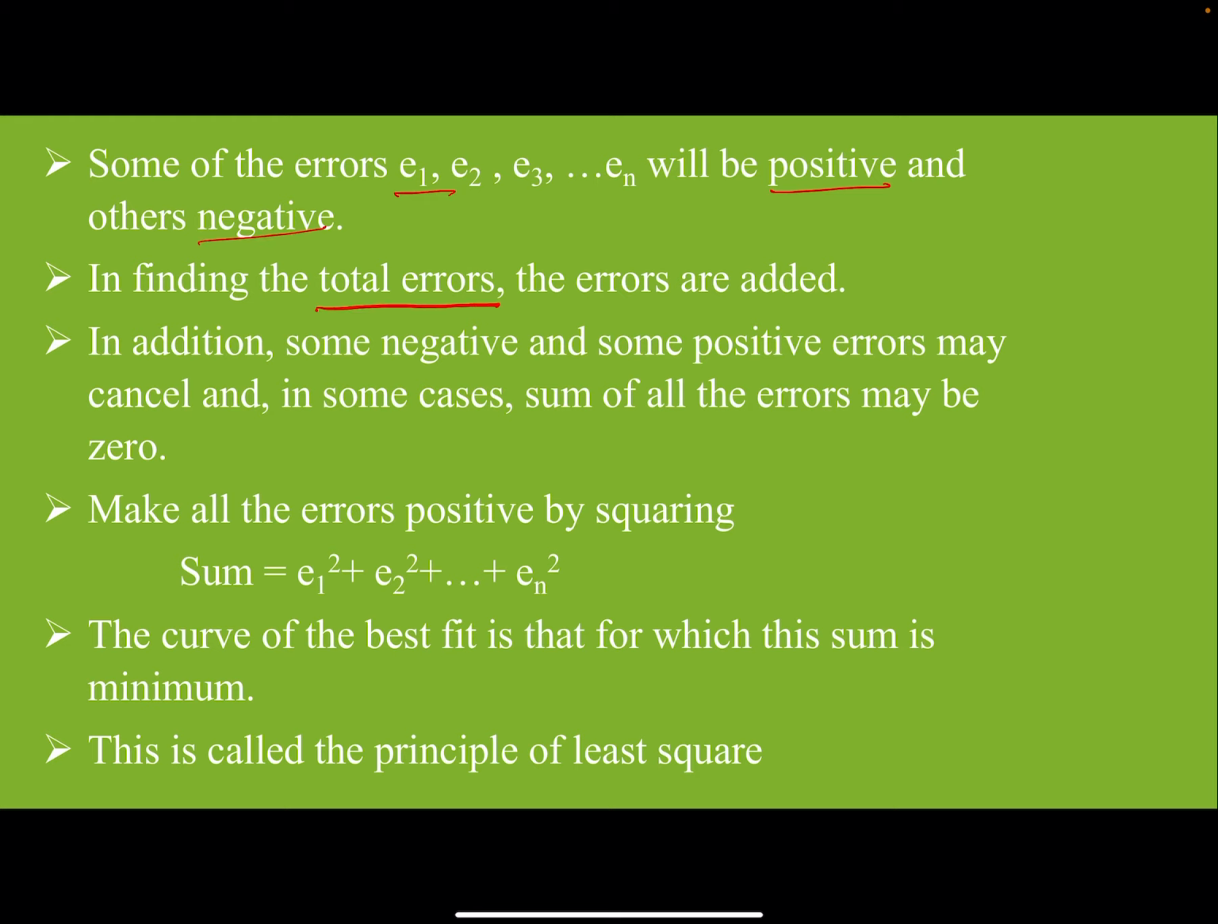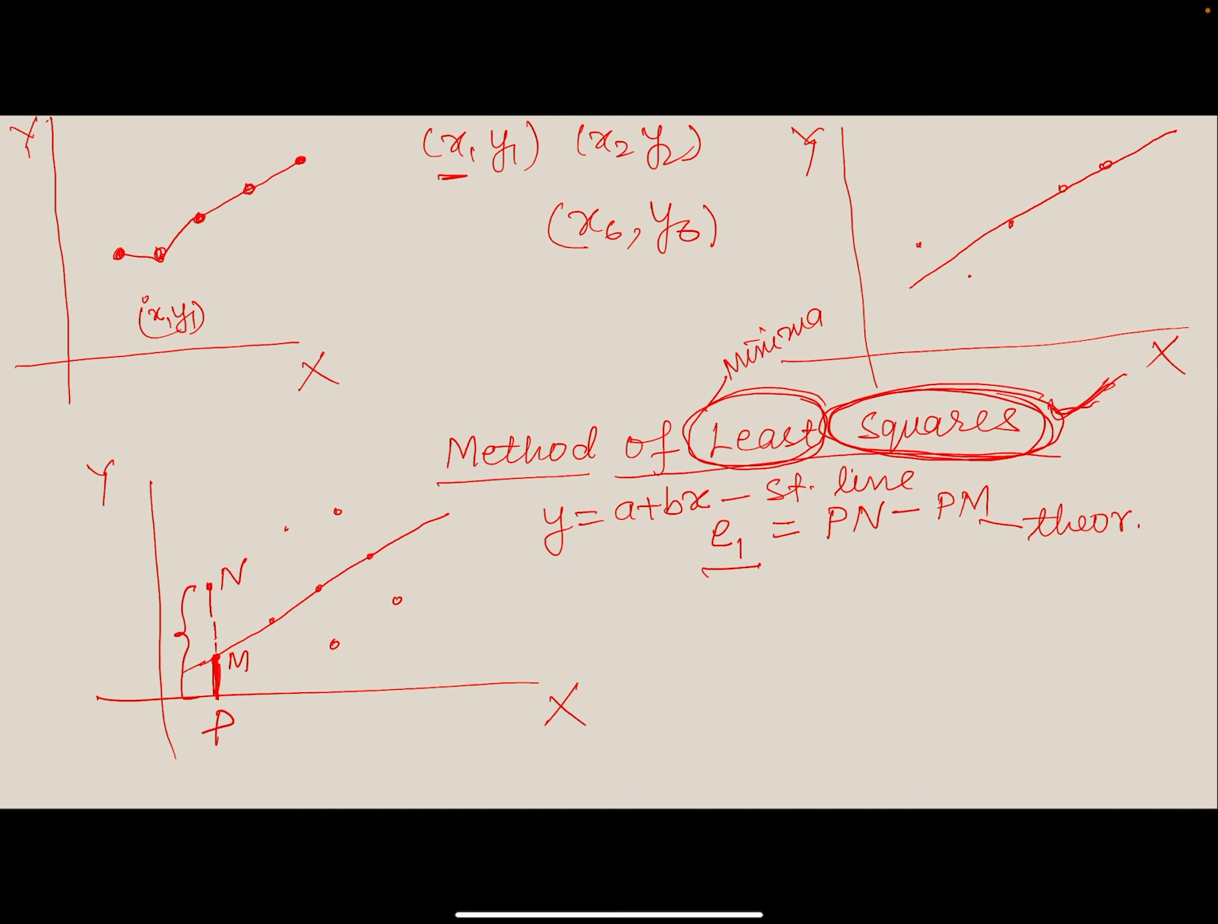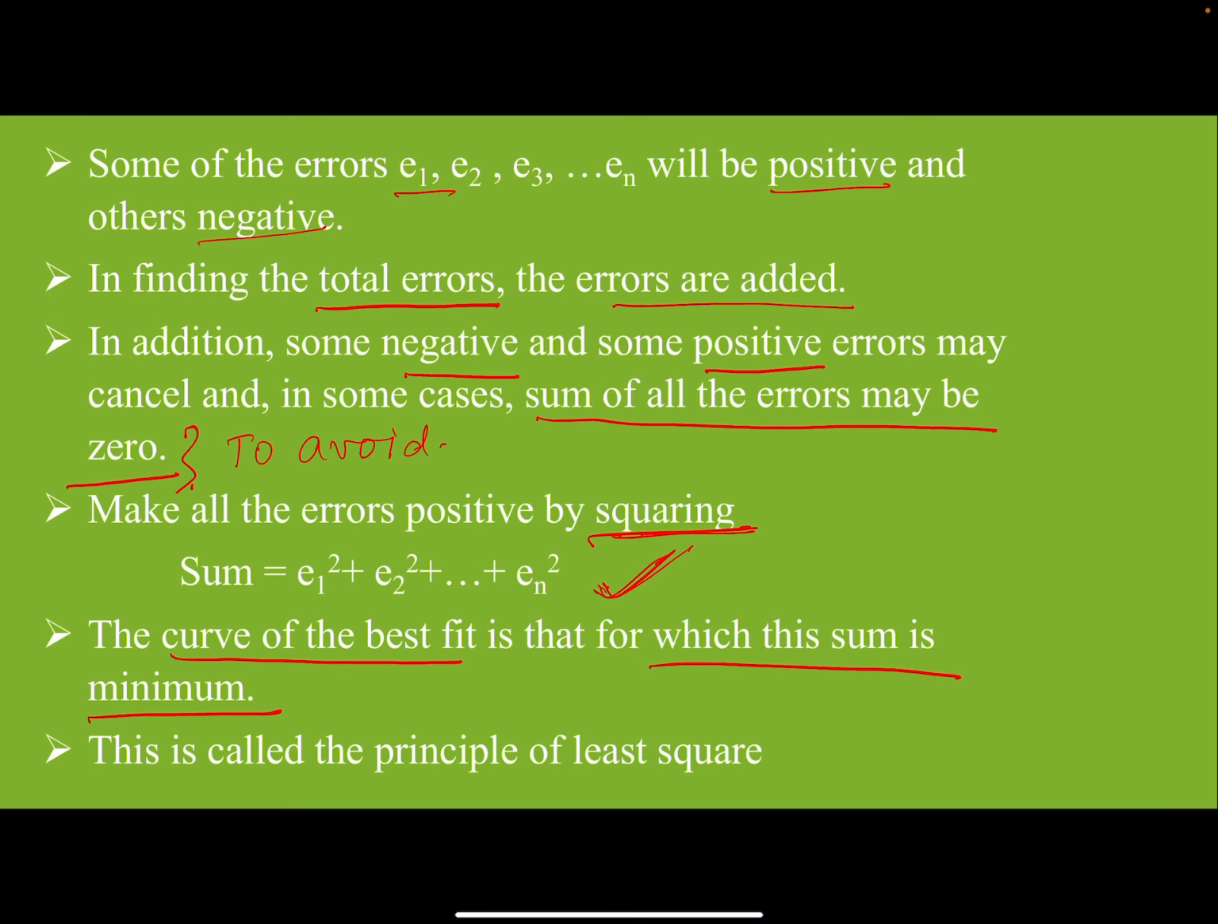So in finding total error, errors are added. Few are negative, few are positive. Sum of all error may be 0. So to avoid this, we are squaring the errors. And the curve of best fit is that for which this sum is minimum. So that is why we are saying that it is the method of least squares. That is, we are finding the minimum. And this is called the principle of least squares, or we also say that it is method of least squares.